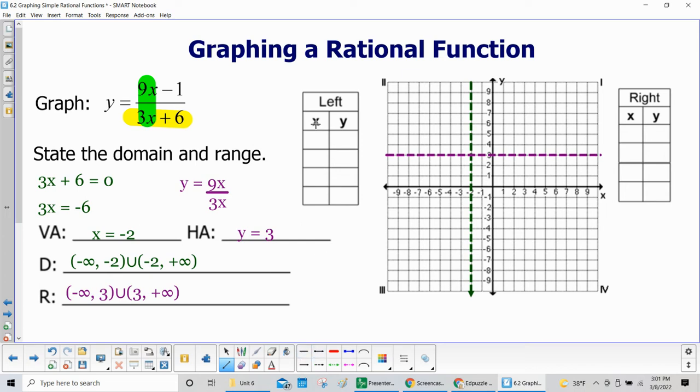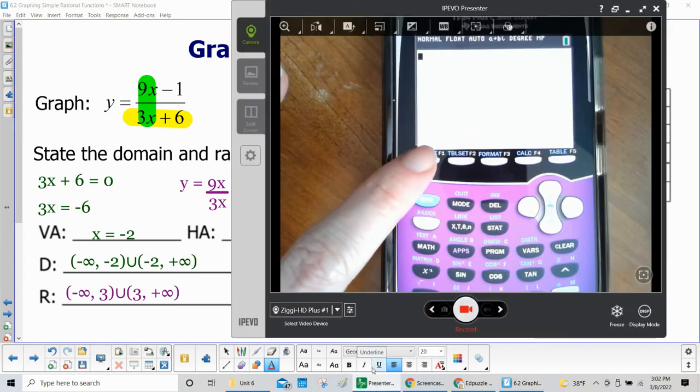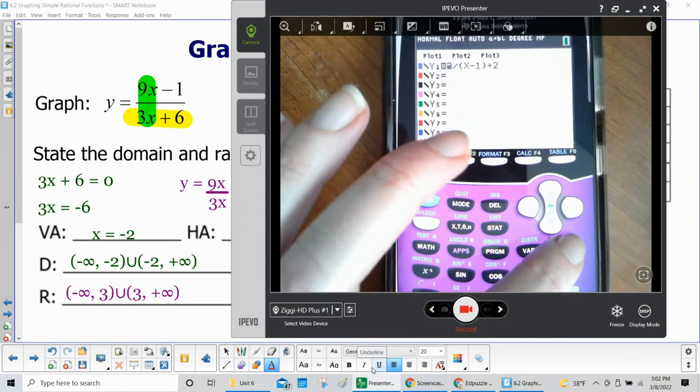So then to get these points that I want to have on my graph, I'm going to need to pick some numbers from the left and from the right of the vertical asymptote. So -3, -4, -5, anything from -3 out to -10 would work. And so then I'm going to go to my calculator and hit my y equals button. I'll clear out what's in there.